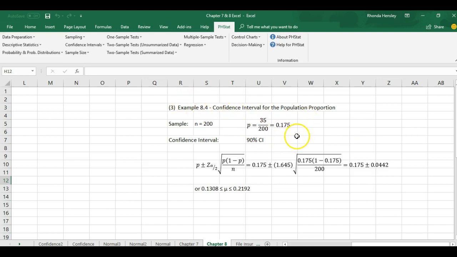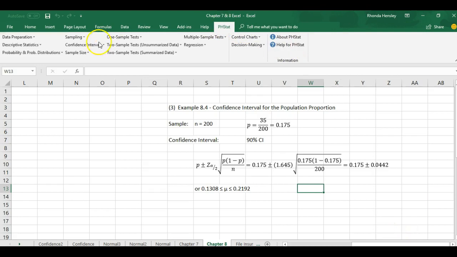This is example 8.4. They had 35 out of the 200, so their proportion is 17.5%, and they want a 90% confidence interval here. So half of 90% subtracted from 100% is 10% divided by 2, which is 0.05. And if you look that up, you'll see that 1.645 there. So anyway, I put my numbers in, solve, and this is my confidence interval, 0.175 plus or minus 4.42%. And again, you can state it also in this form down here with the things subtracted off.